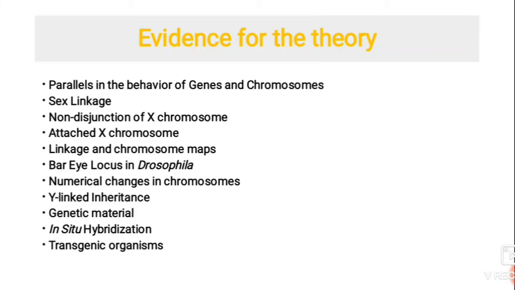Next is Y-linked inheritance. Some genes, for example the SRY gene in humans, are located on the Y chromosome. Such genes are transmitted from father to son and are absent in females. Characters produced by Y-linked genes are known as holandric characters, since they are confined to males only.